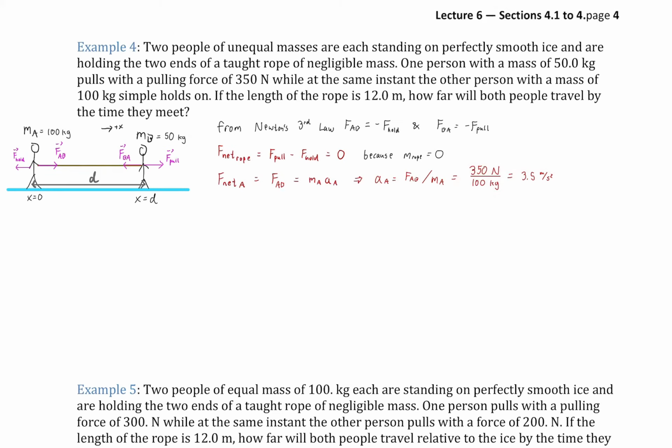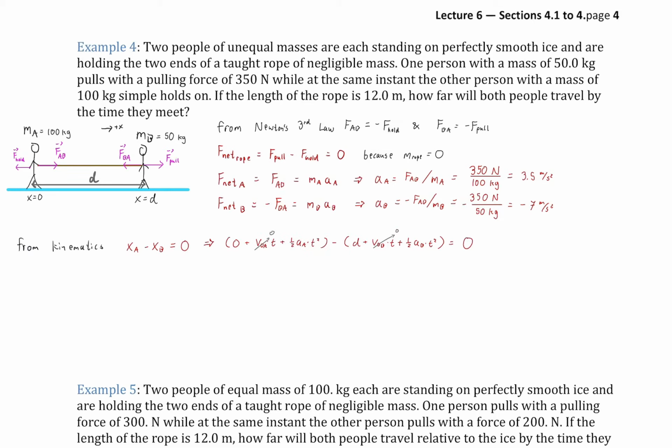But for B, well, B is, first of all, negative, because B will be moved in this direction, the negative x direction, and they don't weigh as much, or don't have as much mass. And so their acceleration is twice as large in magnitude and negative, so it's negative 7 meters per second squared.